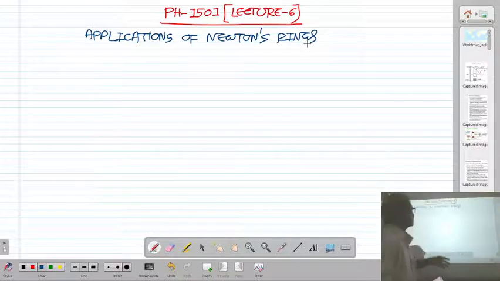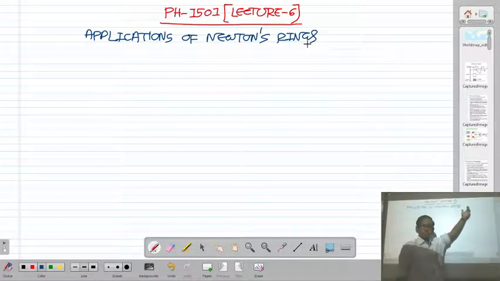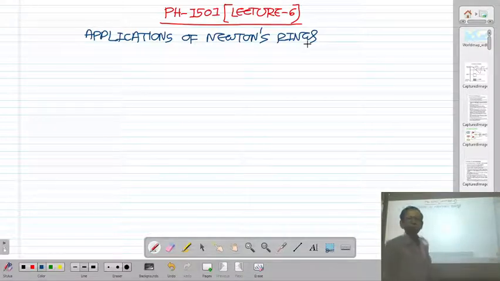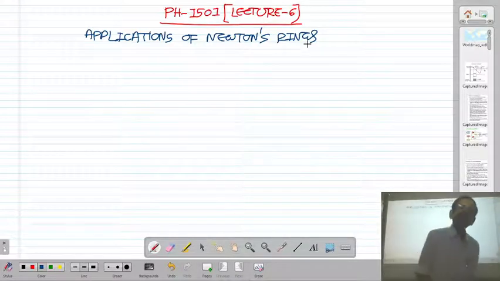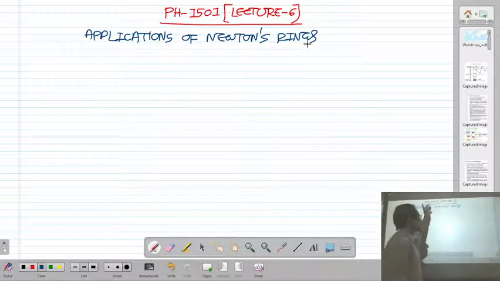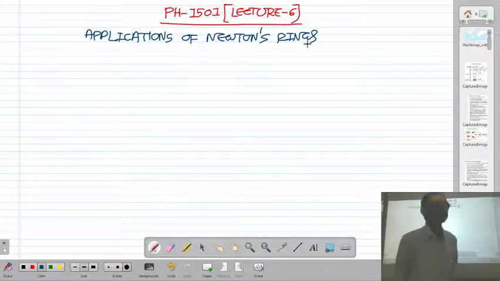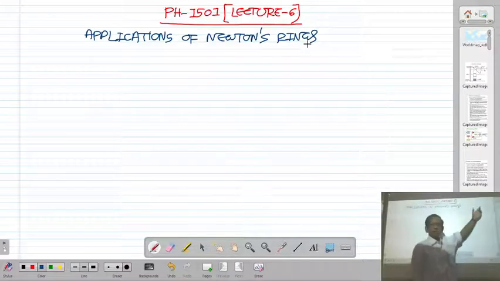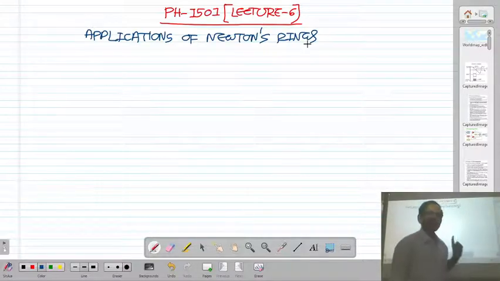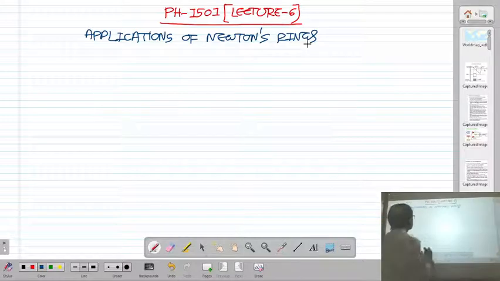You must remember that in the last lecture, lecture 5, we discussed one application of Newton's ring experiment to find the unknown wavelength of light. So we are discussing the applications of Newton's ring experiment, which is the last part of Newton's ring. We have discussed one application in the last lecture.